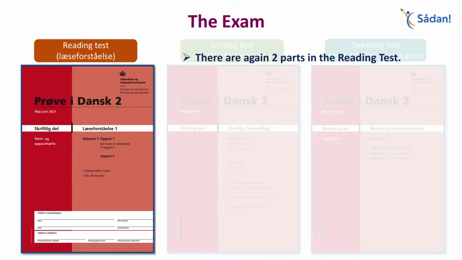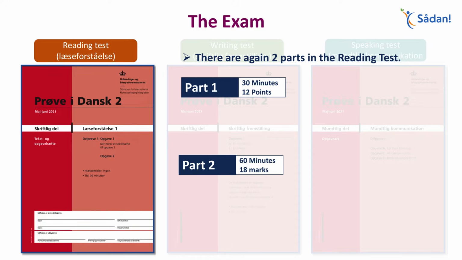The first part of the writing test, which is a reading exercise, has 30 points in total and 90 minutes duration. There are again two parts of it. Part 1 is of 30 minutes and consists of 12 points. And Part 2 is of 60 minutes and consists of 18 points. Let's look at the content of Part 1 now.